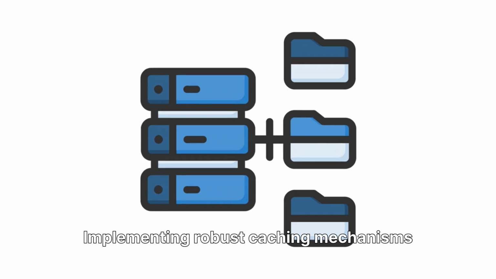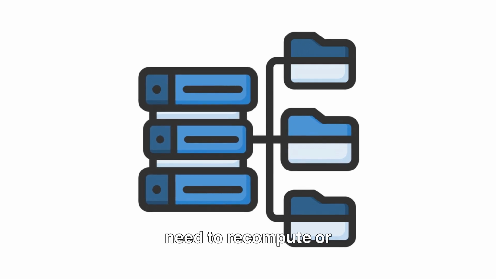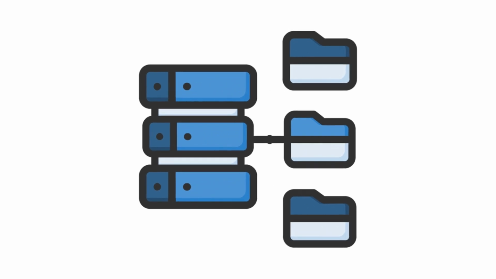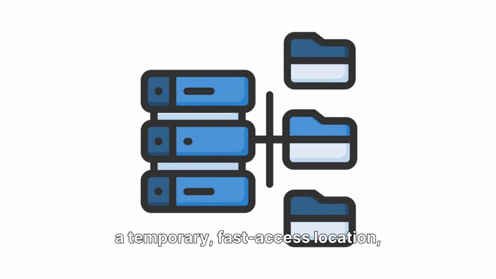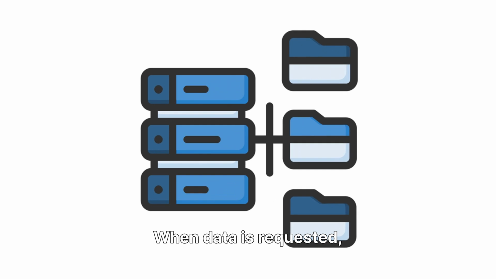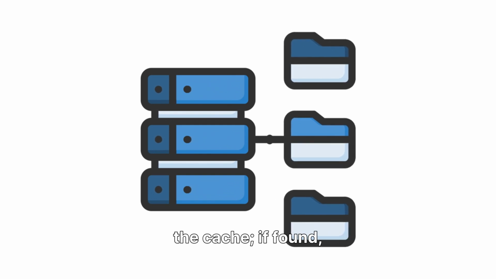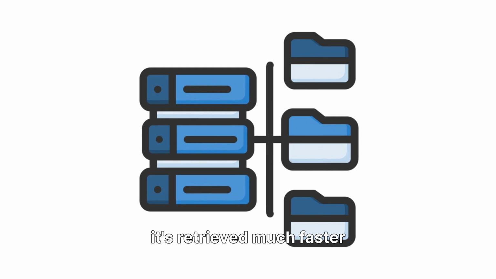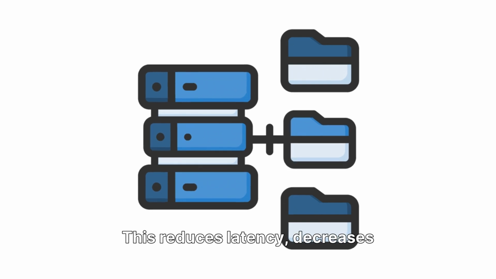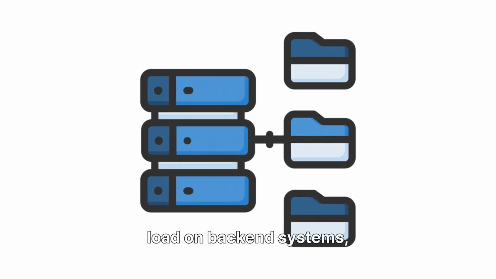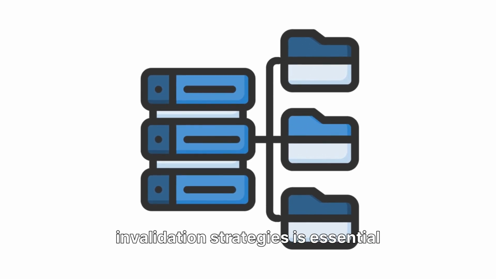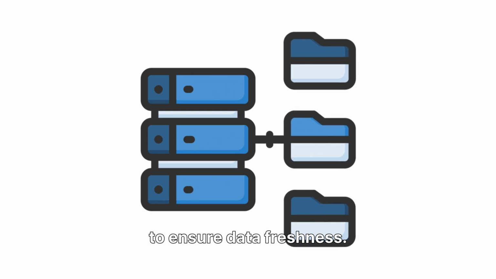Implementing robust caching mechanisms can drastically reduce the need to recompute or refetch frequently accessed data, leading to significant performance gains. Caching stores data in a temporary, fast access location, such as in-memory or a distributed cache like Redis. When data is requested, the application first checks the cache. If found, it's retrieved much faster than from the original source, like a database or external API. This reduces latency, decreases load on backend systems, and improves overall application responsiveness. Careful consideration of cache invalidation strategies is essential to ensure data freshness.